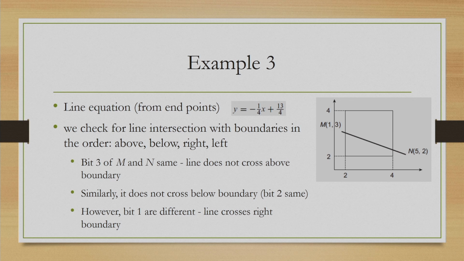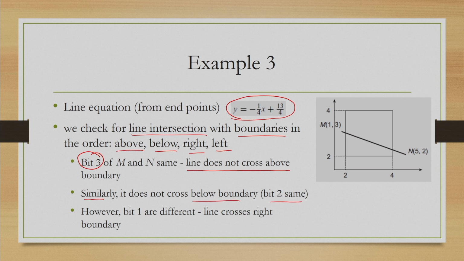For that we need to decide the line equation from its endpoints, which is easy as shown here. Then we check for the line intersection with boundaries following this order: above, below, right and left boundaries. So, bit 3 of M and N are same, that means line does not cross above boundary. Similarly, it does not cross below boundary, bit 2 is same. However, bit 1 are different and the line crosses right boundary.